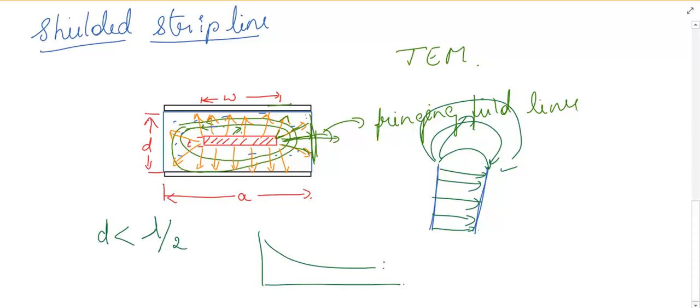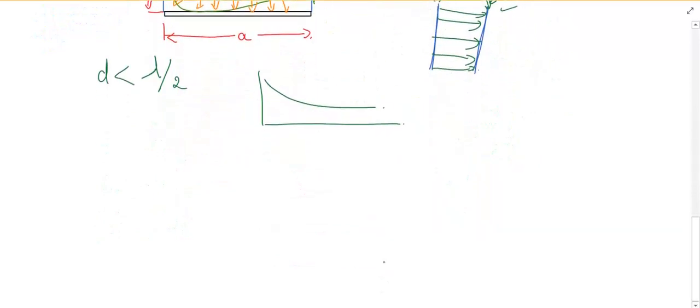Now again, we have to write the characteristic impedance expression, and before that we'll see what type of dielectric materials are used here. The dielectric material can be Teflon, polyfine or polystyrene. These are the different types of dielectric material that can be used in a shielded strip line. So that's it for the explanation of the shielded strip line.